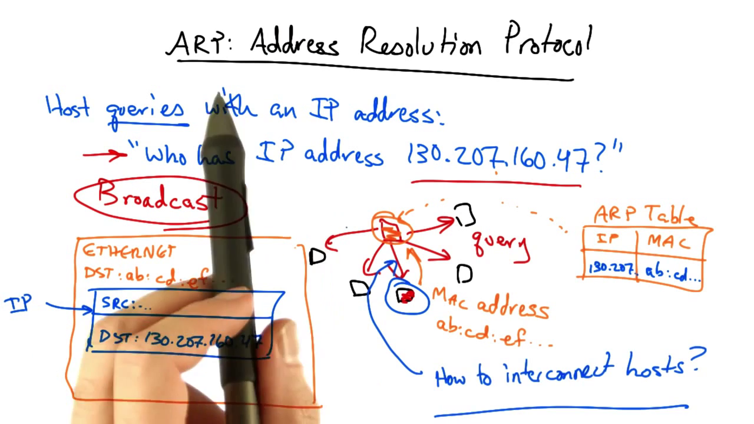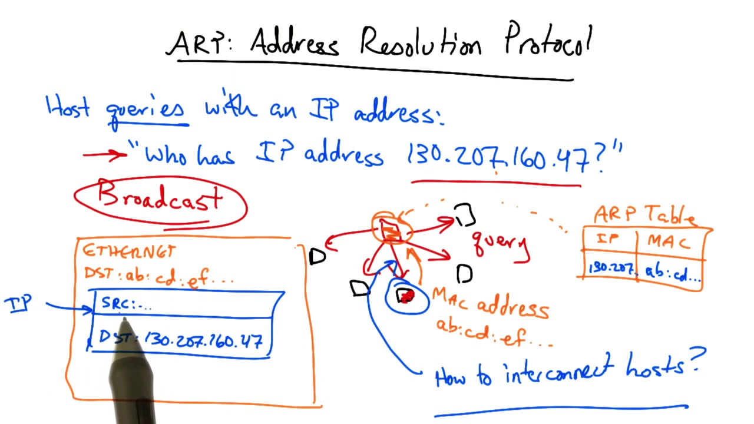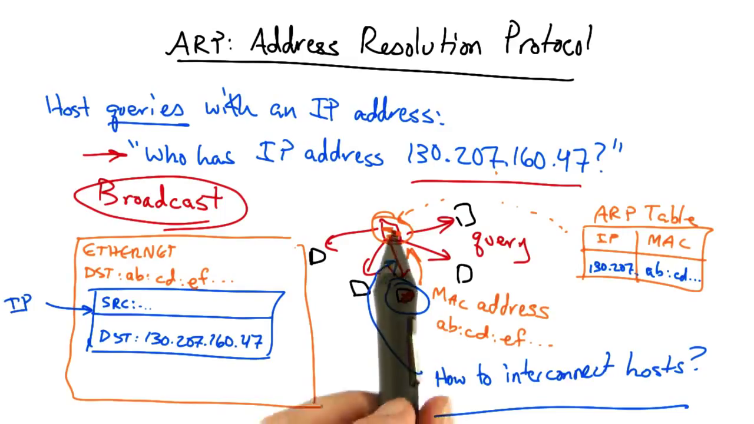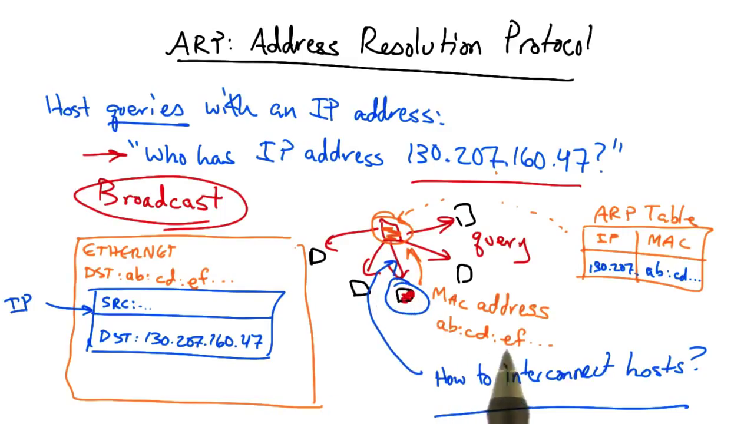Now, this process of using ARP to resolve an IP address to a MAC address and then encapsulating the IP packet in an Ethernet frame before it's sent on the LAN works well, but in order for this to work in the first place, we need to interconnect the hosts on a local area network. Let's now look at some ways that hosts can be interconnected on the local area network.